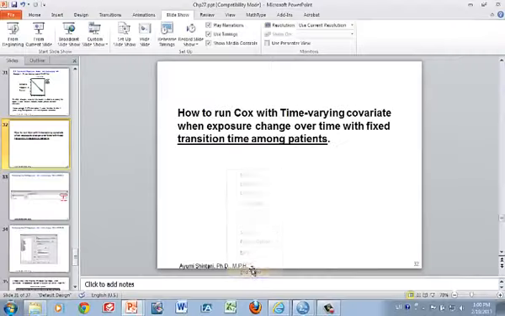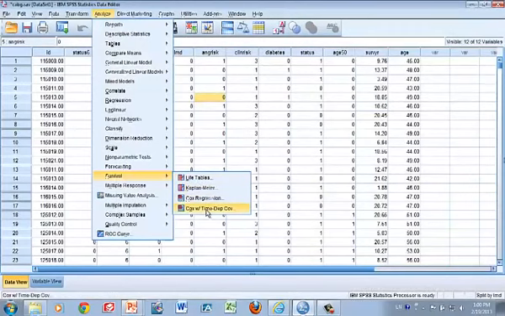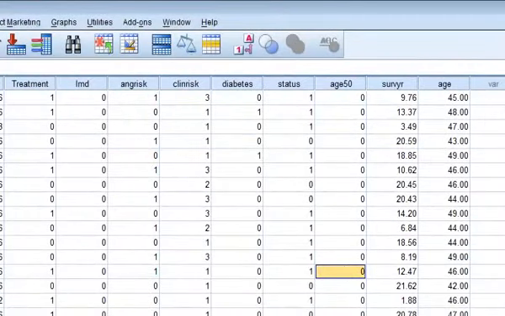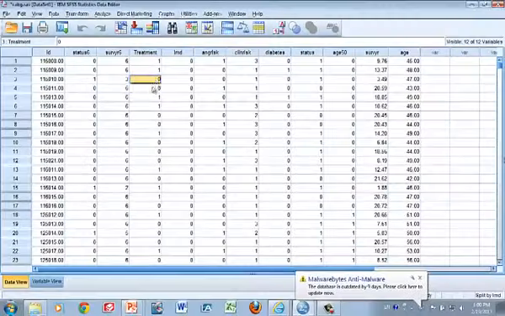In SPSS, there is a Cox time dependent covariate option. This is a regular Cox regression, and today we are going to use this option. The data we have today is CABG, and we look at 22 years survival. This is a time to death variable, survey year, and status indicates 1 for death and 0 for being alive. Treatment indicates 1 for CABG and 0 for medically treated patients.